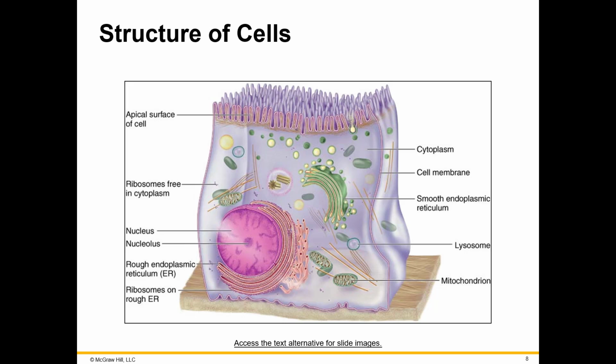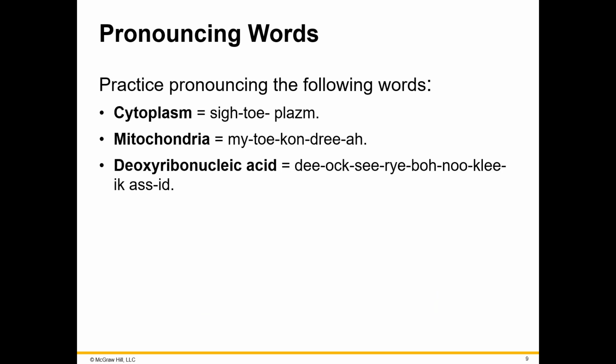The outermost covering of a cell is called the cell membrane. Its function is to give the cell shape and to protect it from the outside environment. Cytoplasm is the clear fluid within the cell in which the organelles float. Cytoplasm is a clear gelatinous substance that forms the substance of a cell and surrounds the nucleus. Mitochondria are organelles that generate, store, and release energy for cell activities. They are the energy plant of the cell.